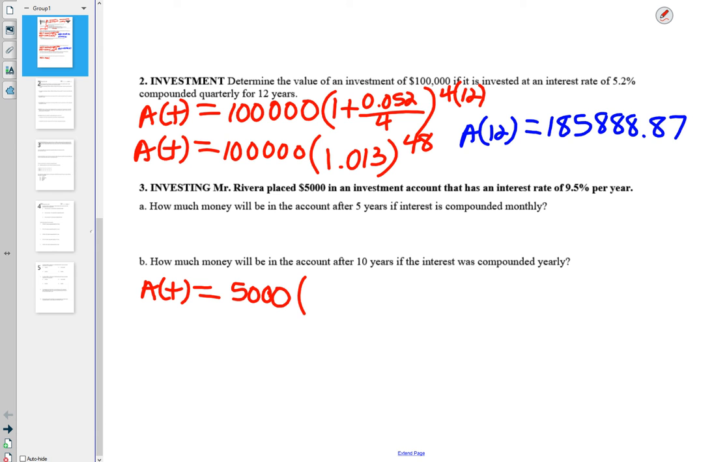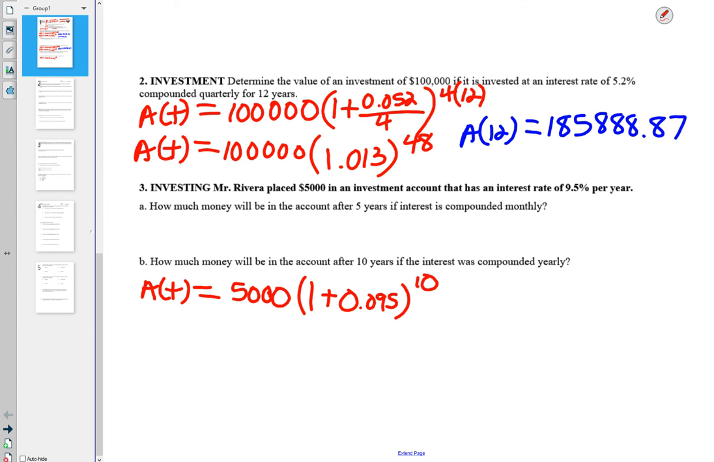And then the growth rate would be 1 plus, what is the interest rate? 0.095, but if you look, it's compounded yearly. What number did I tell you goes with yearly? What's anything divided by 1? Itself. Let's get crazy, what's anything times 1? It's going to be itself. So here I can just put 0.095, and when I do the exponent, I can only put the years. I don't need to put times anything.